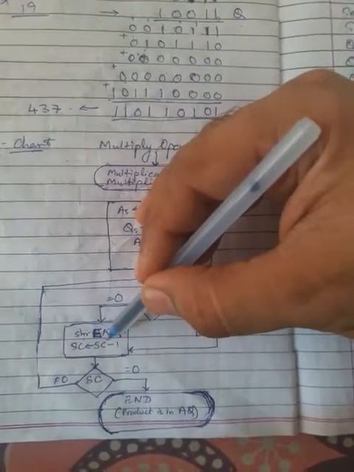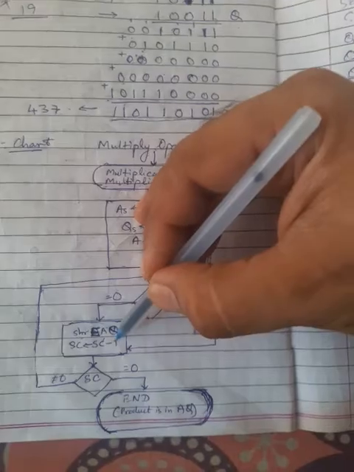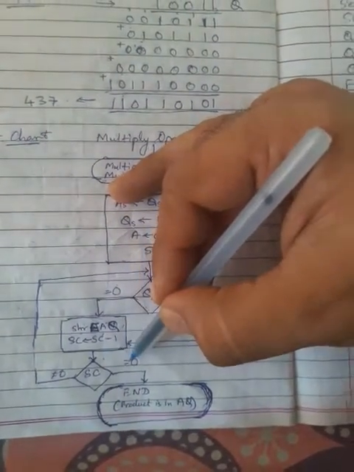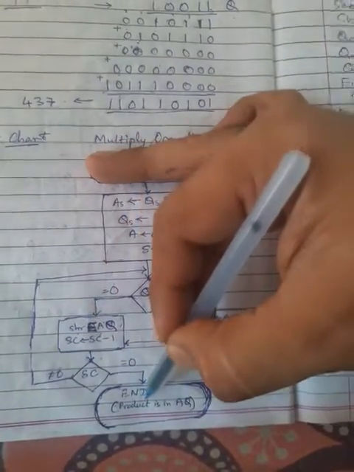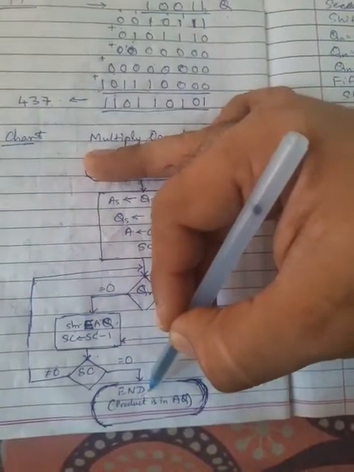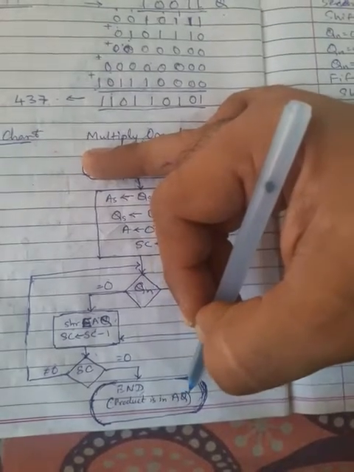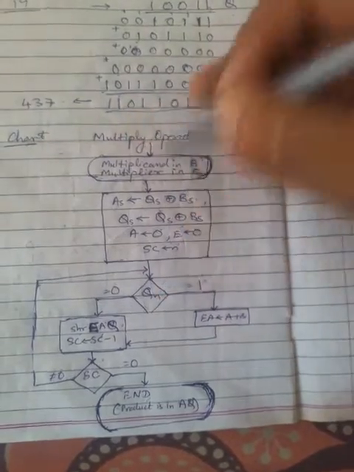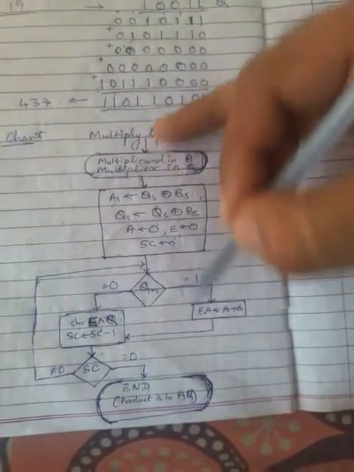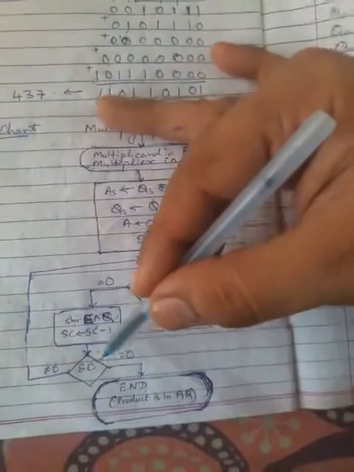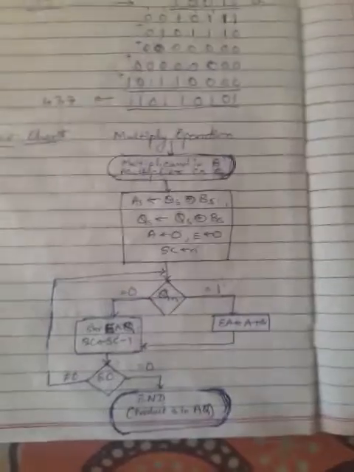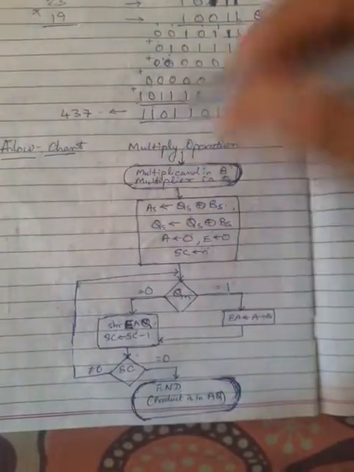Then the sequence counter will be decremented by 1, and after that we have to check whether it is equal to 0 or not. If it is 0, then that part will end and the final product we will see in AQ. If it is not 0, then we check the Qn part again, whether it is 0 or 1, and follow the same procedure again and again till the value of SC becomes 0. So here we will see the example 23 and 19, how we perform this algorithm.